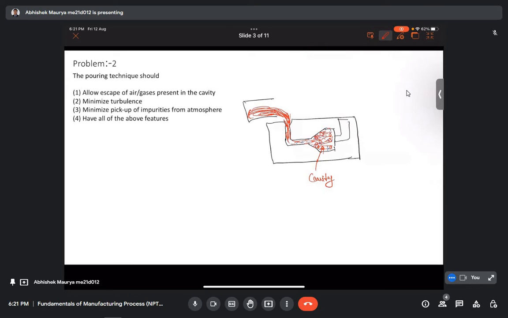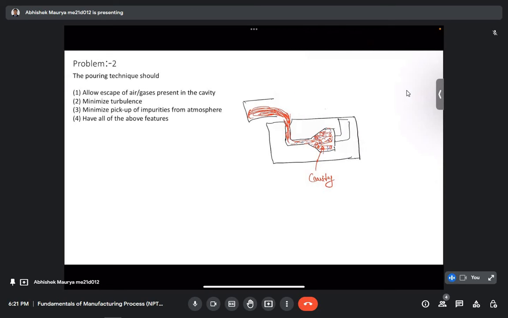Therefore, when sand molds are made, a small vent is given, through which the gases already present inside the cavity come out. From the sprue metal will enter, and as long as metal fills the cavity, all the gases already present in the cavity come out. And therefore our casting will have less gaseous defect. So the first option is correct.